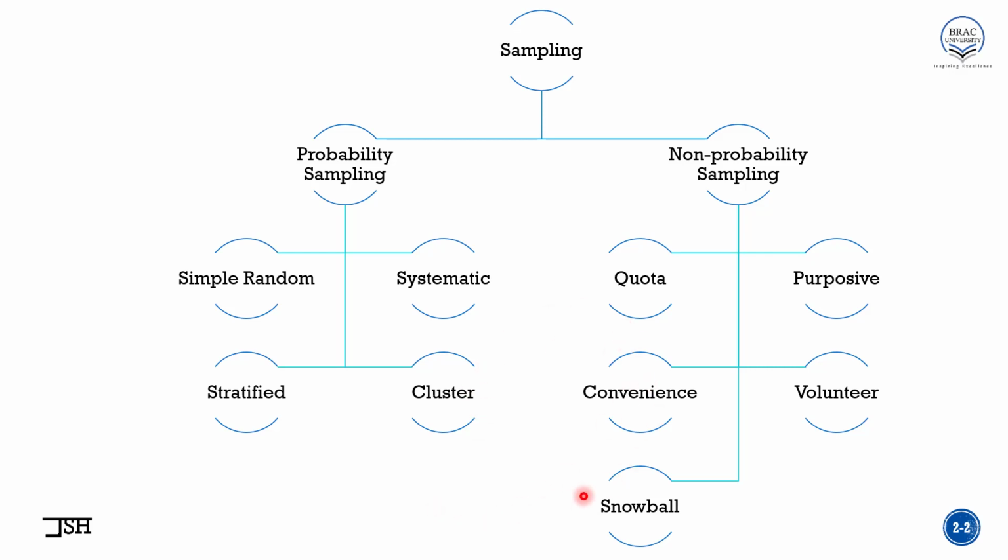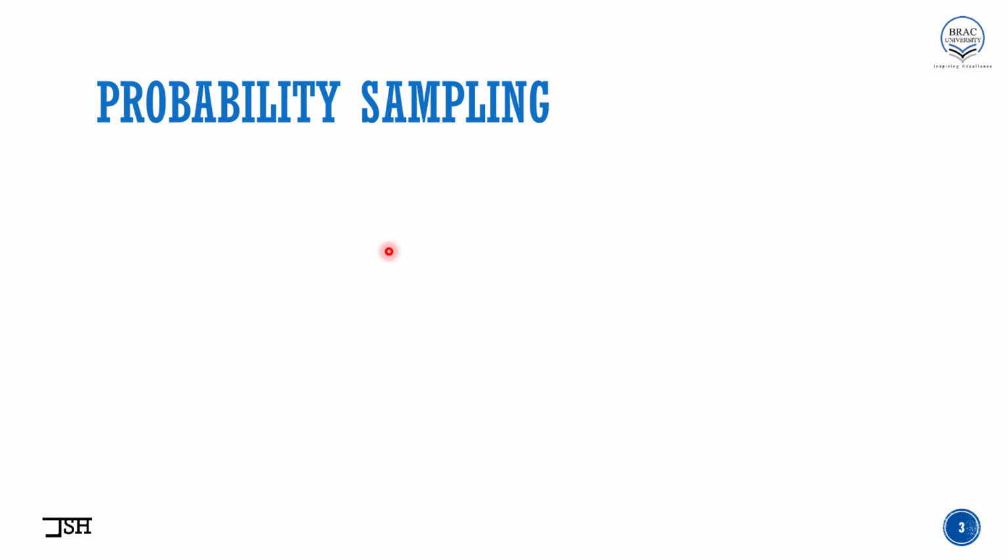Alright, now let's start with the definitions and details of different types of sampling. First of all, in this video, I'm going to discuss what is probability sampling and what is non-probability sampling. So let's start with probability sampling first. What do we mean by probability sampling?